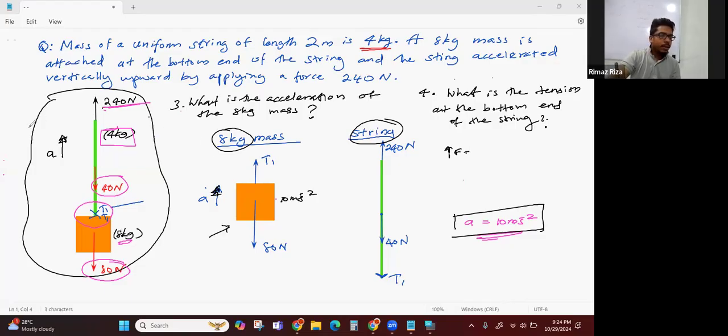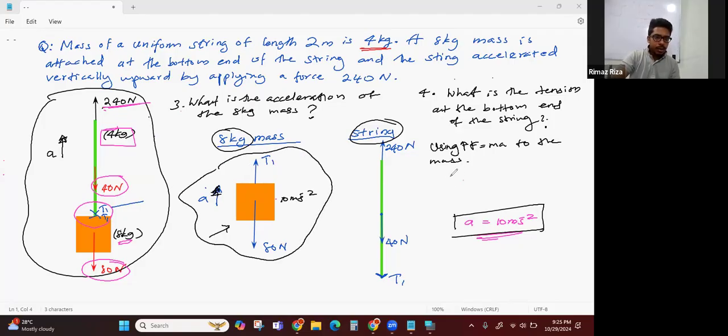We can write F equals ma, vertically upward to the mass. You have to state to which you are applying. Okay, so I'm applying to the mass. So this is the free body diagram of the mass. Vertically upward we have T1 and downward 80 Newton equals the mass, which is 8 kilogram, right? 8 into acceleration we found, that is 10.